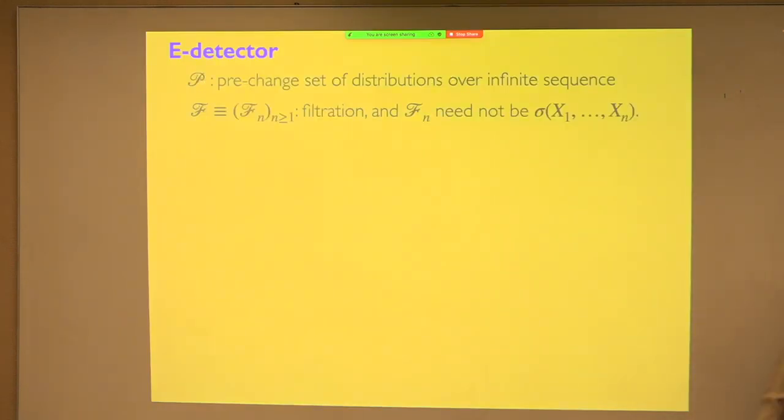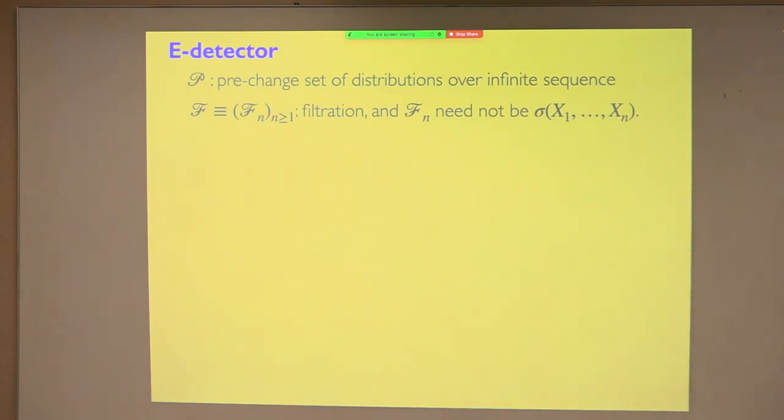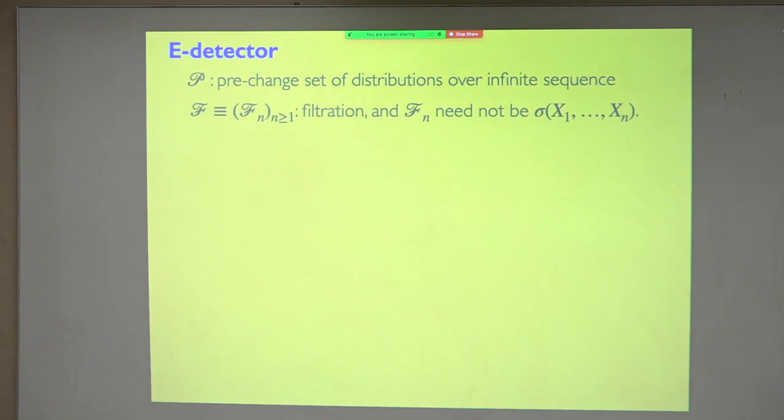Okay, so the method is called an e-detector. Lots of E's over here. So let me define the e-detector formally. Script P is our pre-change set of distributions over infinite sequences. So not IID. A single draw from P gives an infinite sequence of data x1, x2, x3, which need be neither independent nor identically distributed. It's just some pre-change set of distributions, each a distribution over infinite sequences. So it does not have to have product distributions or anything of that kind.